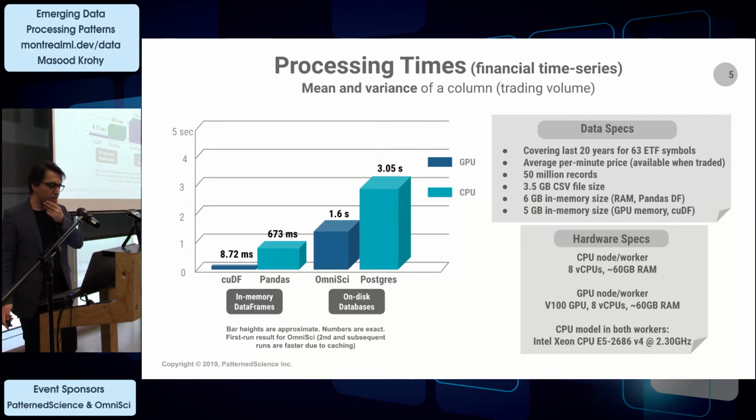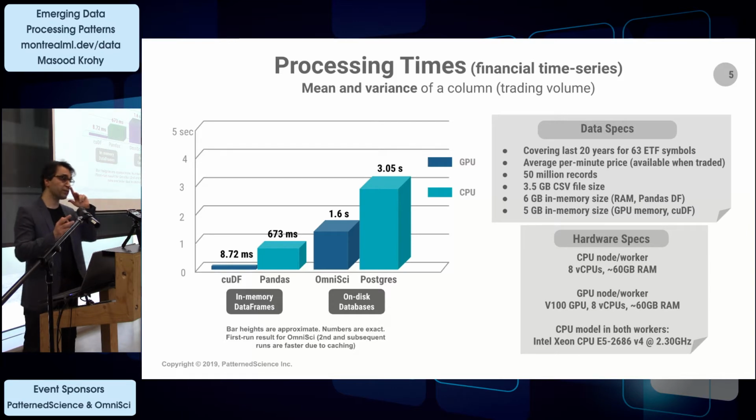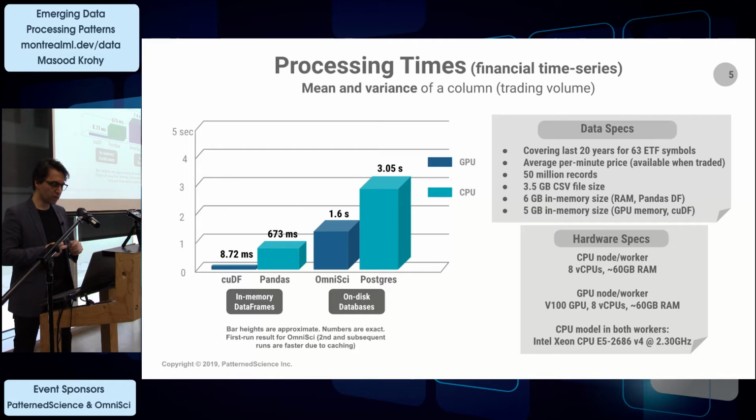The first query: this data set has about 10 columns. One is volume of trade, the number of transactions that have been done in that specific minute. The query is calculating the mean and variance of that volume. Imagine 50 million records, calculating mean and variance of that. On Postgres, it takes about 3 seconds, 1.6 for OmniSci, just over half a second for Pandas, and very low for cuDF, about 8 milliseconds.